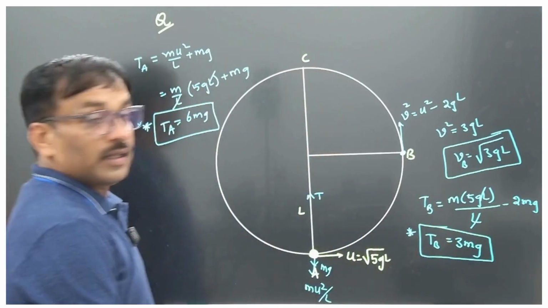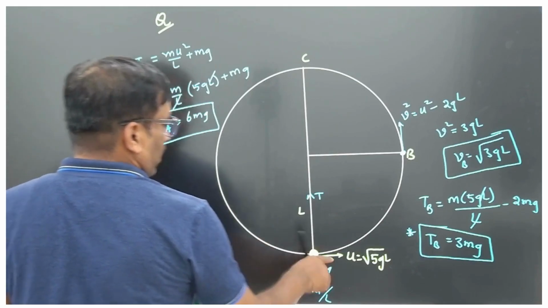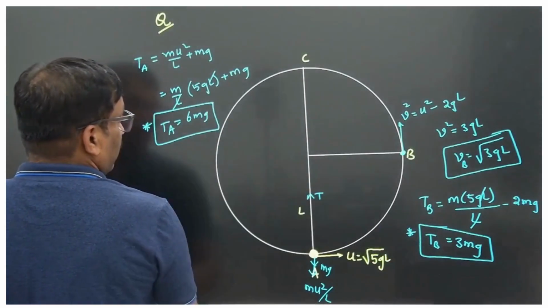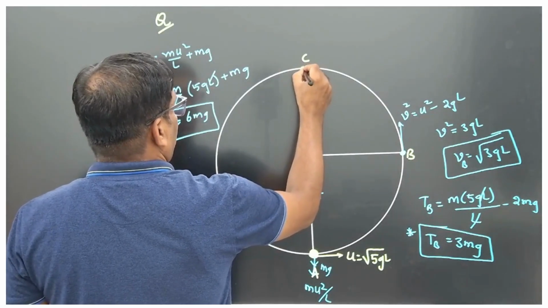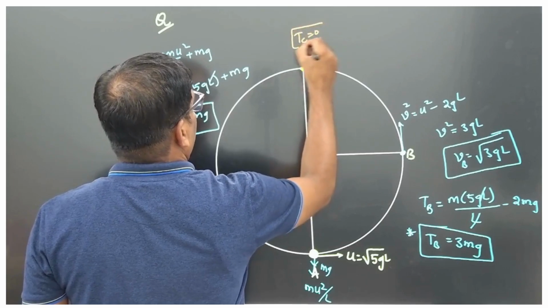Clear? Similarly, the tension at C we want to calculate. Already we know that the speed provided is square root of 5GL. So the tension at C, what will happen now? Tension at C will become 0. Substitute it now, you can get it.